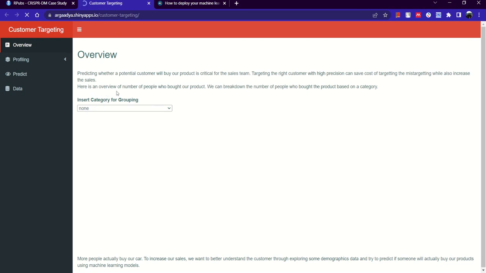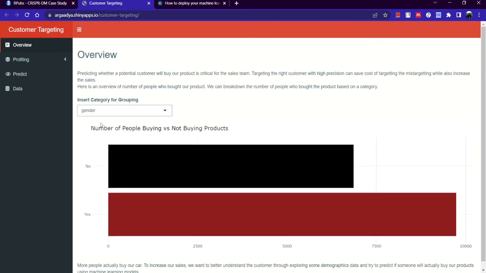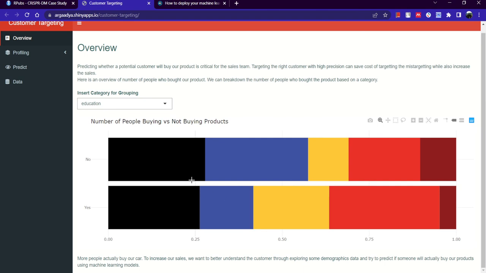Okay, here is an overview of the number of people who bought our product. We can break down the number of people who bought the product based on category. For example, you look into gender. Then for those under category no, how many of those are male versus female, and so on. And since it's real time, that means the data is going to change later on. You're going to get new data, so those can keep updating. It's not just something static.